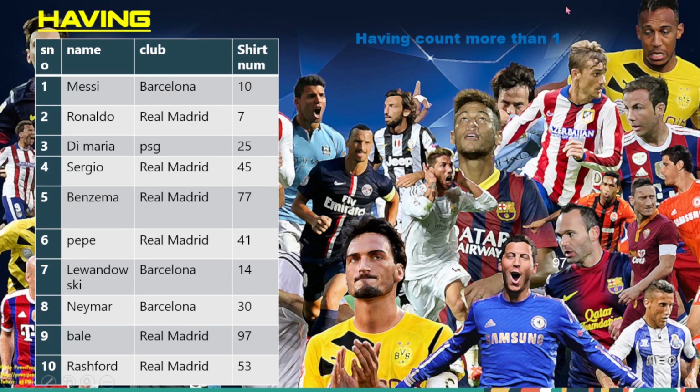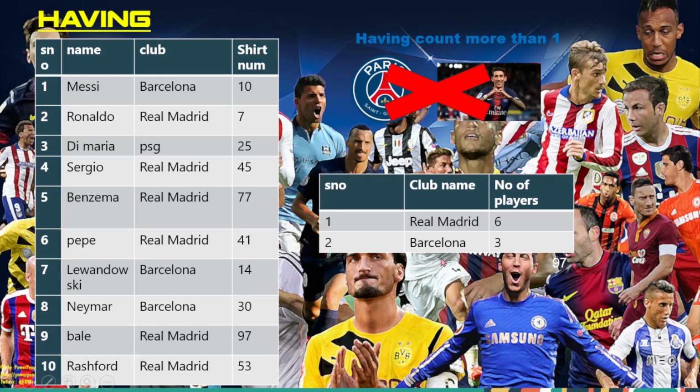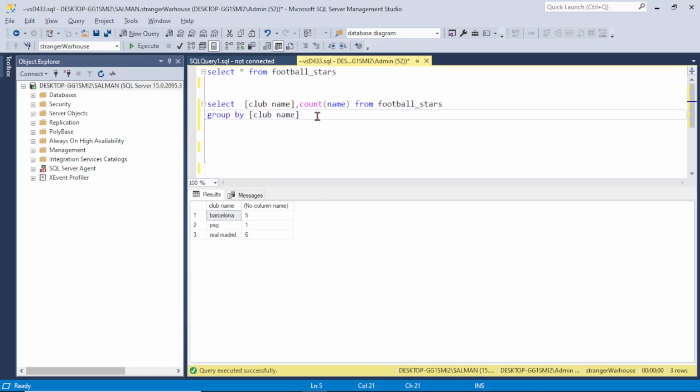So HAVING COUNT more than one, PSG got eliminated because PSG contains only one player, Di Maria. So Di Maria got eliminated. For that, we are using this HAVING clause. This HAVING clause is the same as the WHERE clause. Let's get into the practical part, so then only we can understand. This is our result set after the GROUP BY clause. We can use this HAVING clause with the aggregation function, but we can't use it with the WHERE clause. WHERE clause is also a filter. GROUP BY HAVING clause is also a filter.